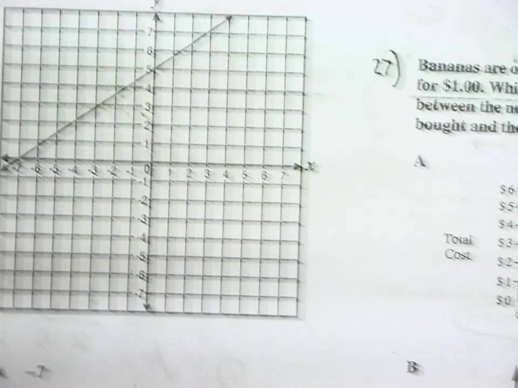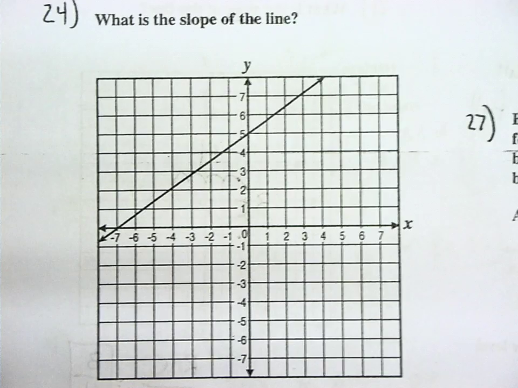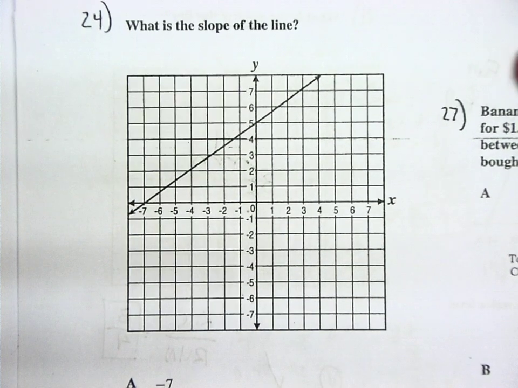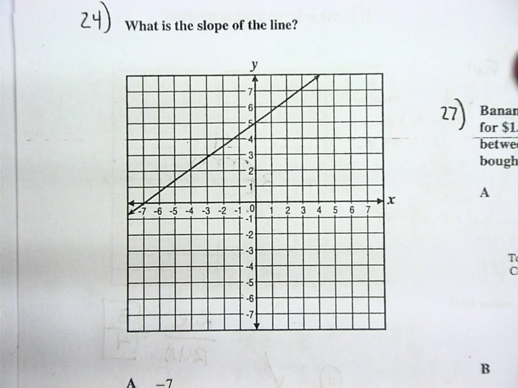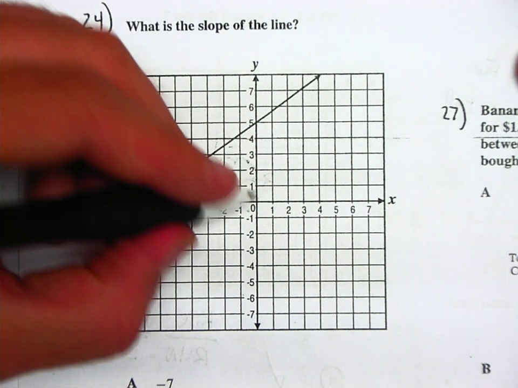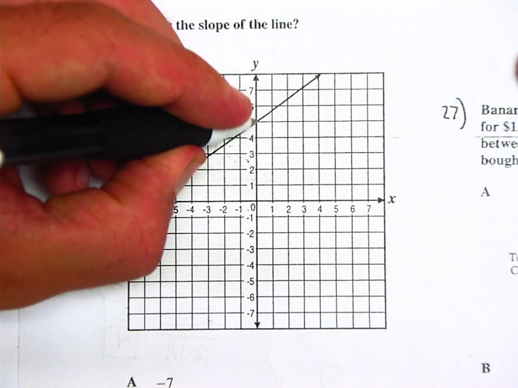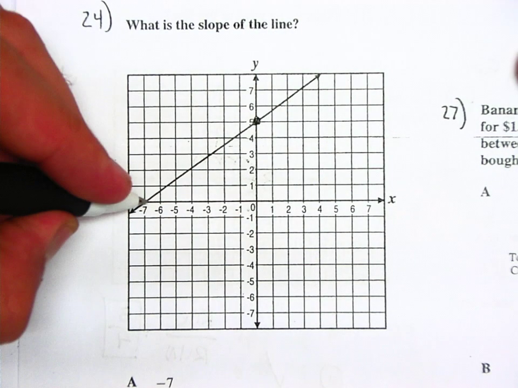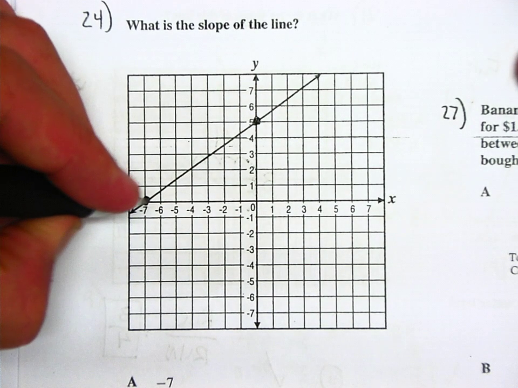Moving on. Number 24. What is the slope of the line? I can see that this one might be a little trickier because you don't see where your usable points are. You need to identify them. I see very clearly 2 usable points because they hit the axis. On the y-axis, I see that this hits at 0, 5. That's 1 usable point. And on the x-axis, I see that this is at -7, 0.